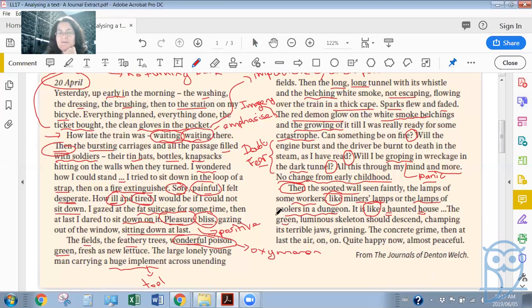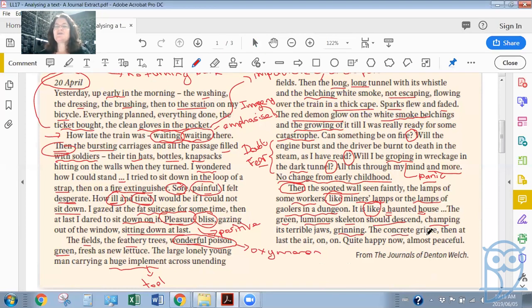The green. Playing on the idea of green again. Luminous, bright, skeleton should descend, should come down, champing its terrible jaws. Champing is a very extreme form of biting. Champ. Its terrible jaws, grinning, which makes it even worse. Imagine the skeleton descending, champing its jaws and grinning at the same time. Like, it's very happy to be given this menacing gesture of biting, of suggesting attack. So what strange imagery to be going through his mind when he's on this train going through the tunnel.